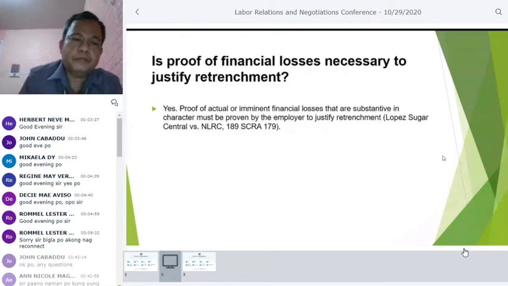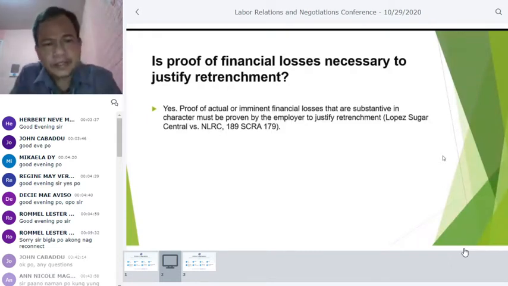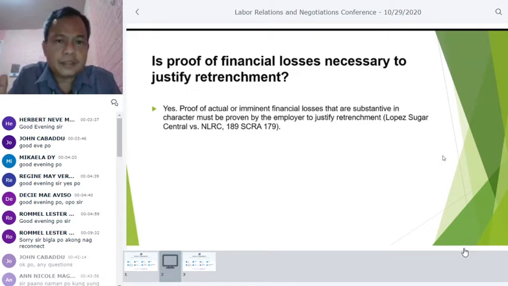Sir, are there any evidence which should be submitted to DOLE to prove that financial losses exist? Yes po. Hindi po pwede that DOLE should take the word of mouth to employer. Hindi po pwede na hearsay lang. There should be a document, there should be a proof through ledger siguro, invoices siguro, that there exist financial losses.